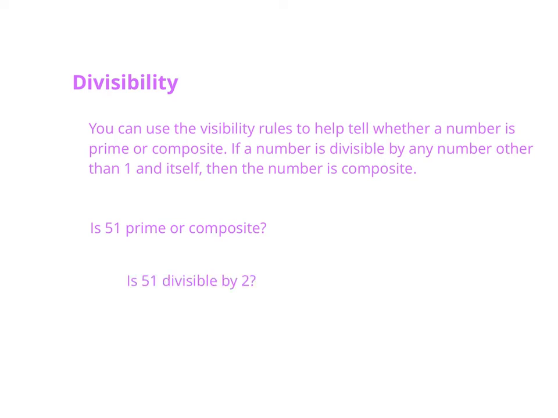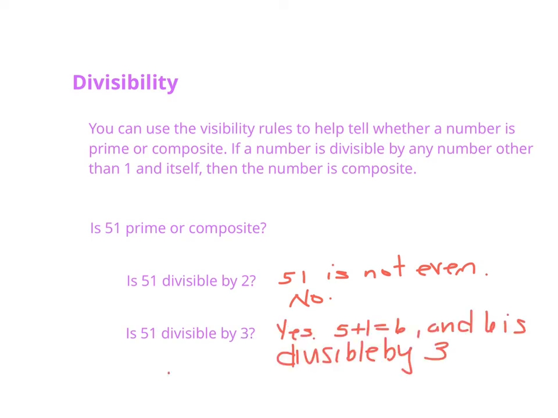Is 51 divisible by 2? Well, no. Going by the divisibility rules, in order for a number to be divisible by 2, it has to be even. 51 is not even. Okay, well now let's check. Is 51 divisible by 3? Well, let's see. If the digits added up are divisible by 3, then it is. 5 plus 1 equals 6, and we know that 3 times 2 equals 6, then yes. So then 51 is composite.